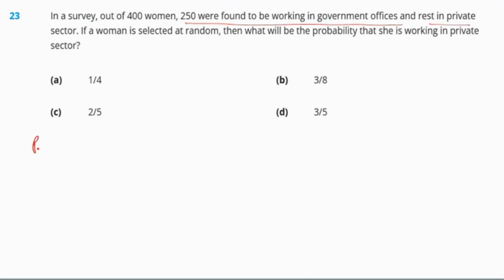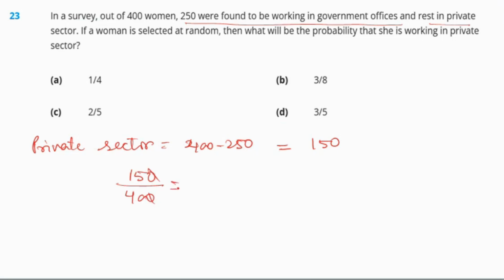Okay, so out of 400 women, 250 were found to be working in a government office and the rest in a private sector. So how many are working in a private sector? If we are going to figure that out, out of 400, 250 were working in government, so the rest 150 are working in a private sector, correct? Because the difference between 400 and 250, we will be getting 150 only. And the question is asking about the probability of them. So that needs to be what? 150 by 400. And if we solve it, we will be getting 3 by 8. So option B.